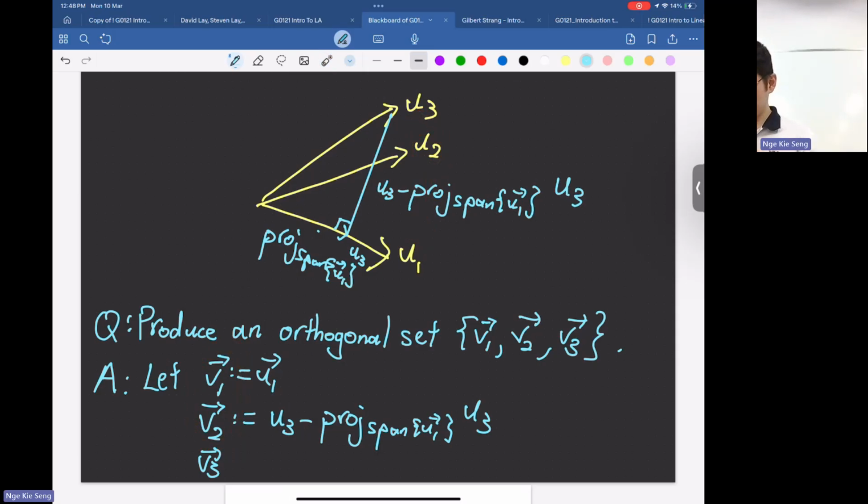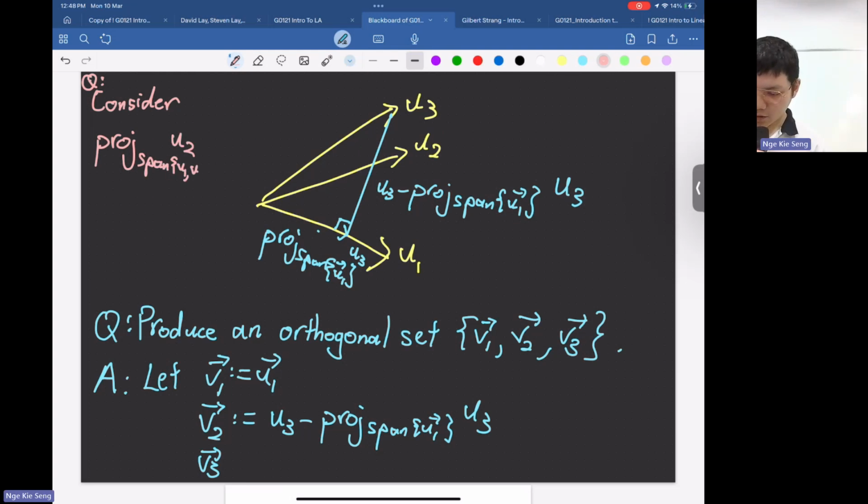Okay, so let's write down what Zheng Yang is trying to say here. So how about we consider the projection of U2 onto the span of U1 and U3. Sure, we can consider this. But the question is, is this orthogonal to V1 and V2 or not?